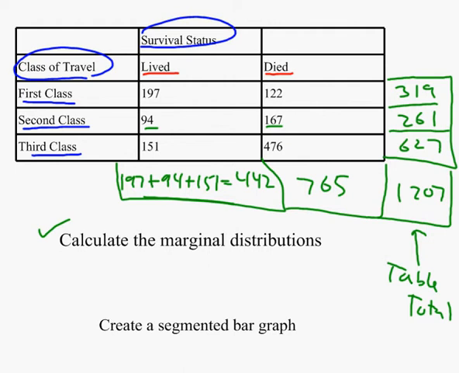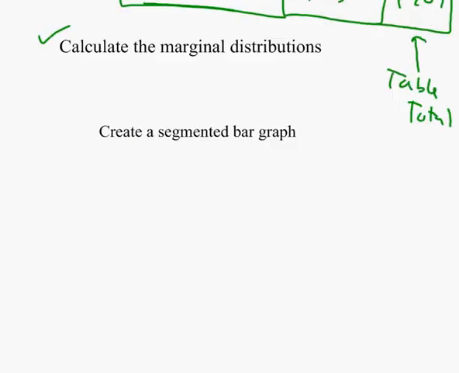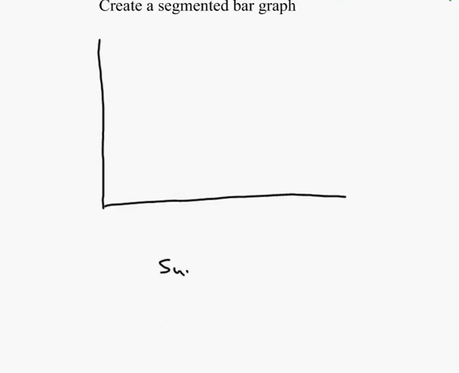The second thing I'm asking us to do is create a segmented bar graph. Okay, and a segmented bar graph is one of the ways where you can start to compare the two categorical variables. So this is not such a bad thing to know how to do. So what we're going to do is make an axis, right? And on the bottom, I'm going to put survival status. And up the side, I'm going to put class. Here are my two categorical variables.